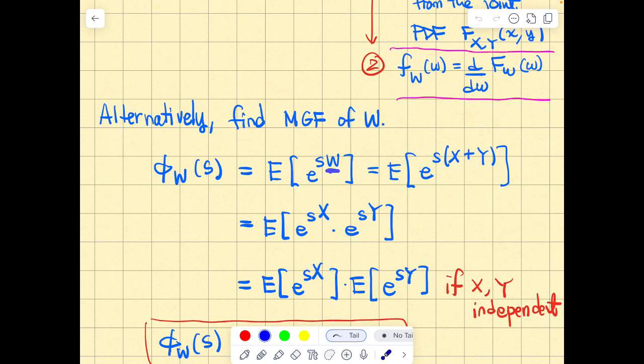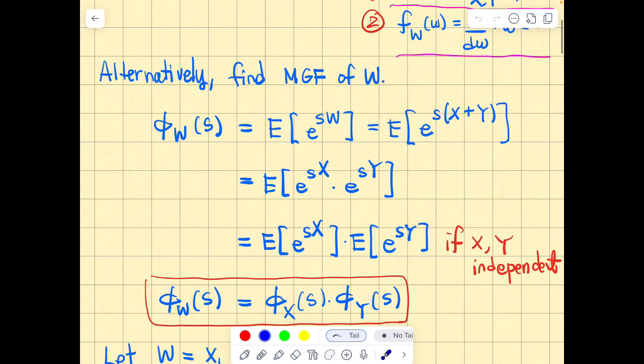Now, since W is X plus Y, we plug that in, and you can split this into two terms: e to the power of sX multiplied with e to the power of sY. Since random variables X and Y are independent from one another, these two terms are also independent from one another. That means the expectation of the product equals the product of each expectation, so you can separate the two terms like this. This only happens when X and Y are independent. If they are not independent, then we cannot just split the expectation in this way.